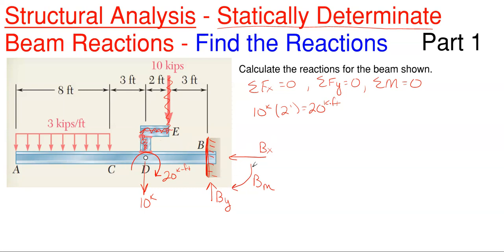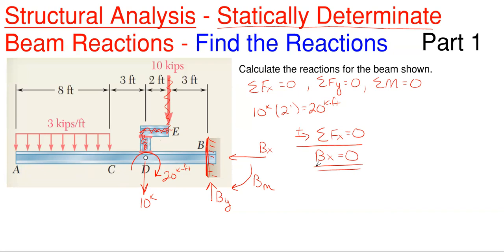Okay, so now let's start using our equilibrium equations to solve for our reactions. We have 3 reactions that are unknown and 3 equations to solve for them. So let's start with the easiest one, which is usually summing forces in the x direction. We're going to take everything to the right as positive. Well, this 3 kips per foot, which is a uniform load, the arrows are pointed downward, so it is vertical. The 10 kips is vertical, 20 kip feet is a moment, By is vertical, and Bm is also a moment. B sub x is our only x force there, so it has to be equal to 0.